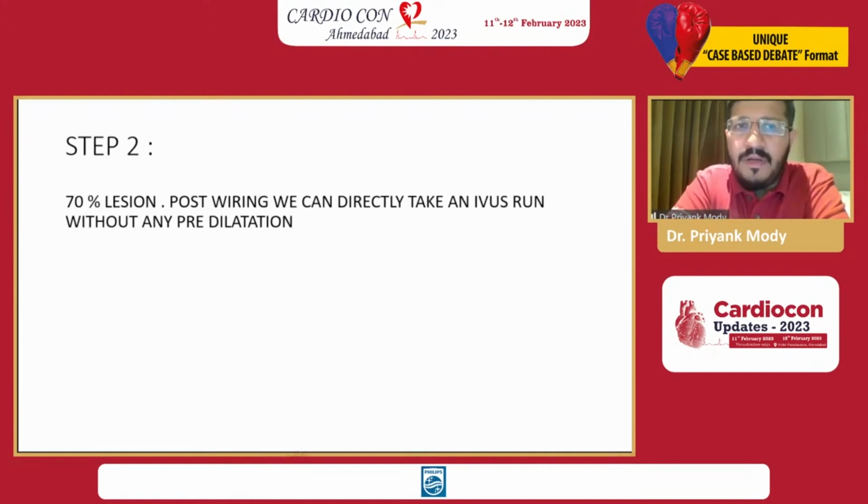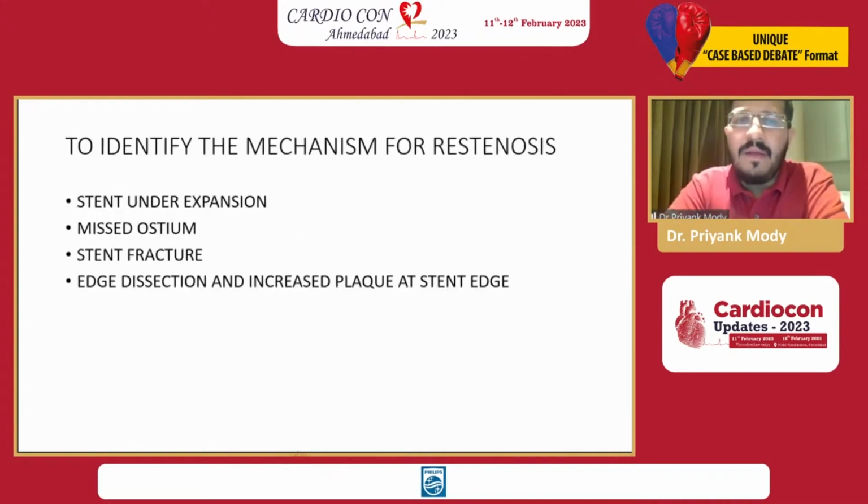The important aspect here is it's a 70% lesion. Post wiring, we can directly take an IVUS run without any pre-dilatation. This would give us an opportunity to identify the mechanism of restenosis. Stent under expansion, I believe, might be the most common reason, because it was a 4 millimeter stent and the ISR is less than 1 year of age.